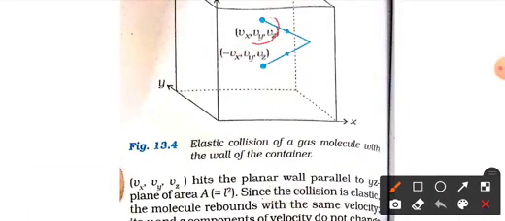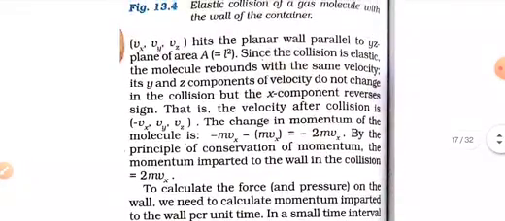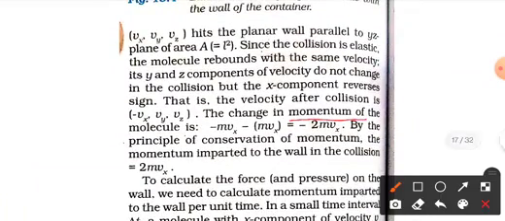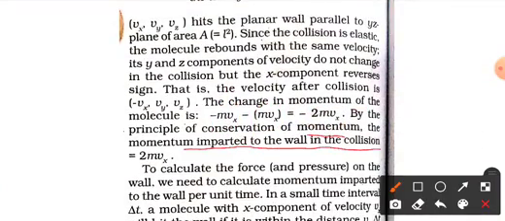See, the velocities in the y and z directions have not changed, neither in magnitude nor in direction, but the velocity along the x axis changed in direction. Its direction got reversed, so the momentum will change in this direction. So the change in momentum of the molecule will be the final momentum, which is negative mVx, minus the initial momentum, mVx, so it will be minus 2mVx. And by the principle of conservation of momentum, the momentum imparted to the wall in the collision is 2mVx, because this is the change in the momentum of the gas molecule.